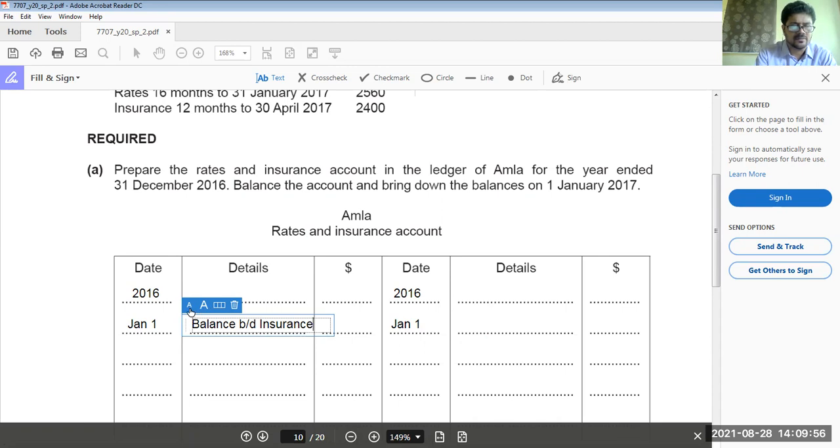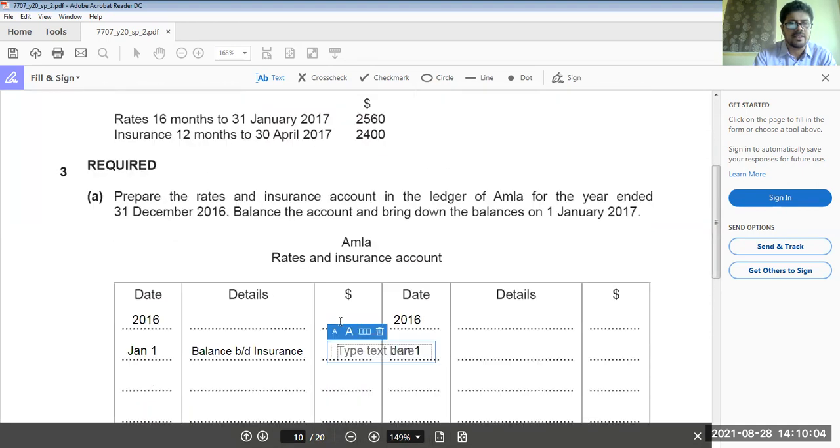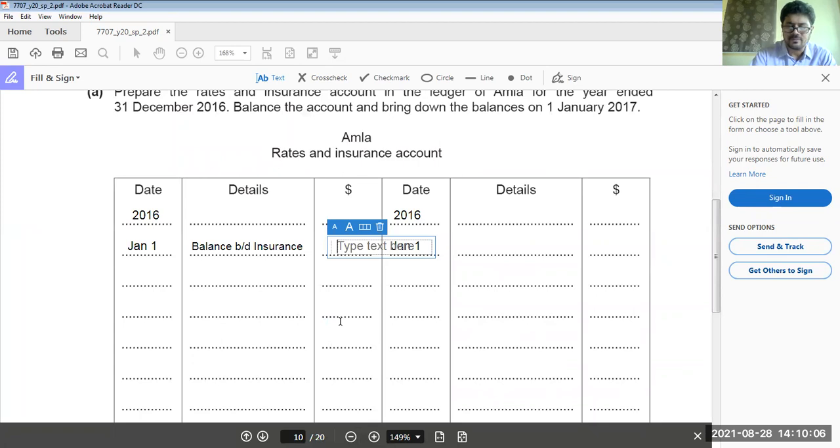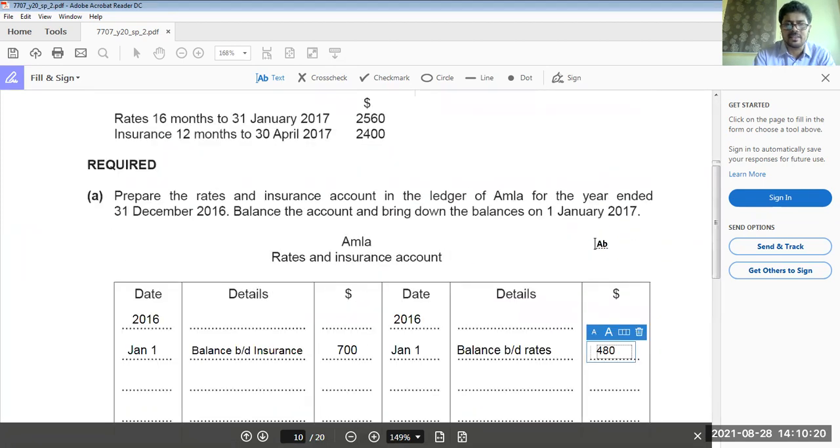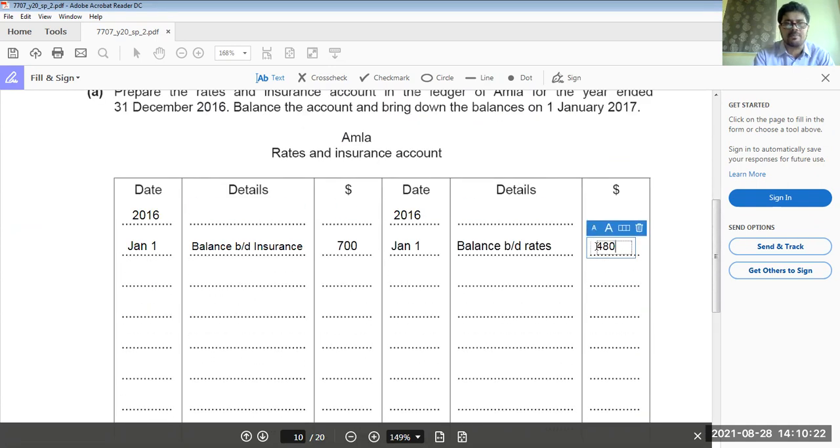Okay. And that would be how much? 700. And balance BD for rates will appear over here, 480. Done? Because it's payable and it's prepaid.